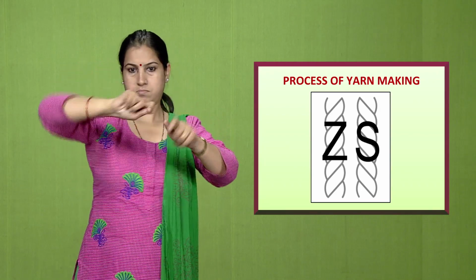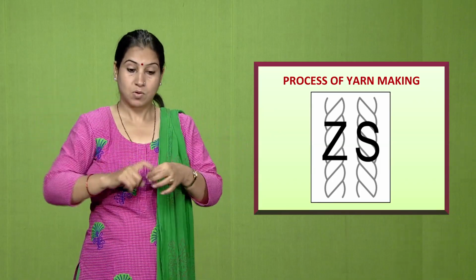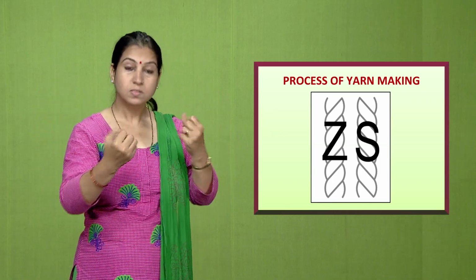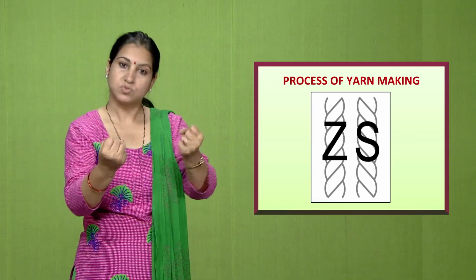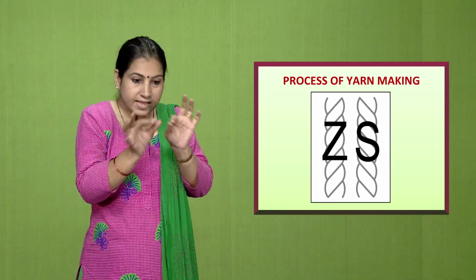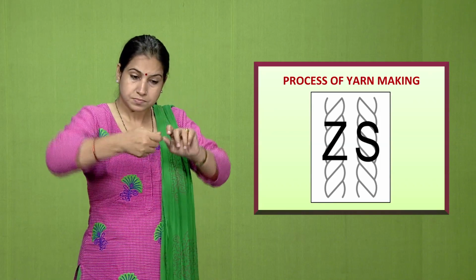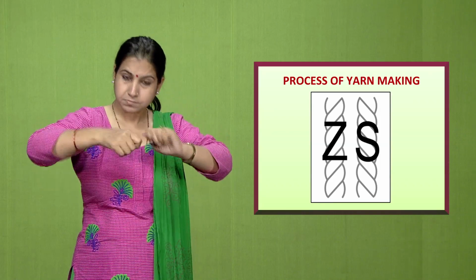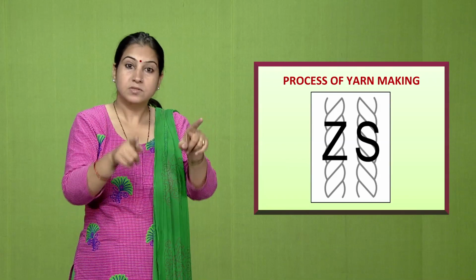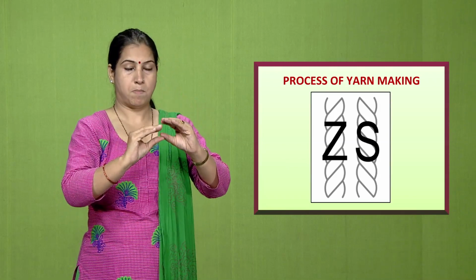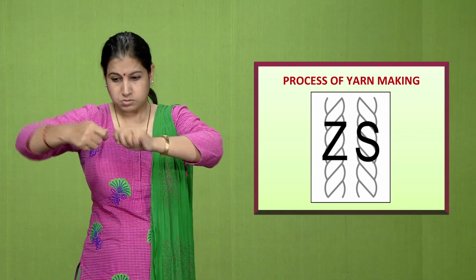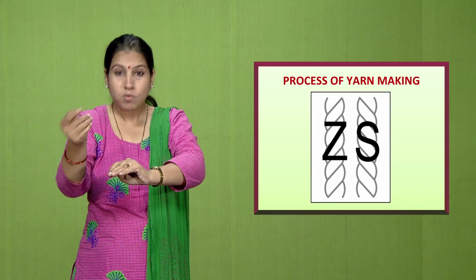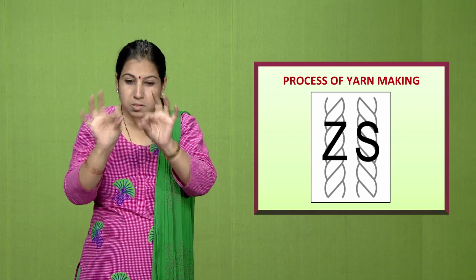The quality and the strength of yarn is affected by the number of twists you give per inch. The fewer the number of twists per inch, the bulkier and less strong is the yarn, whereas the more the number of twists, the finer and stronger is the yarn.